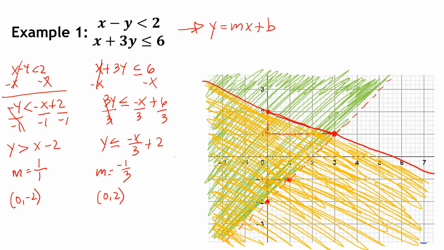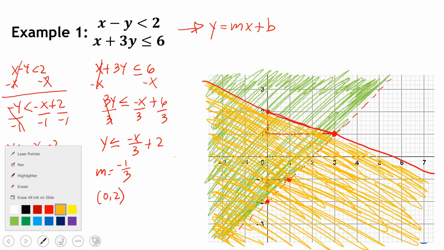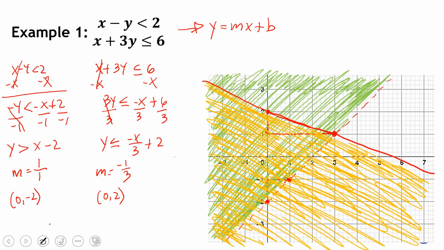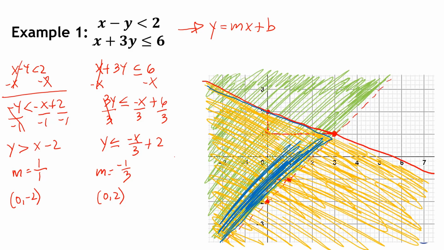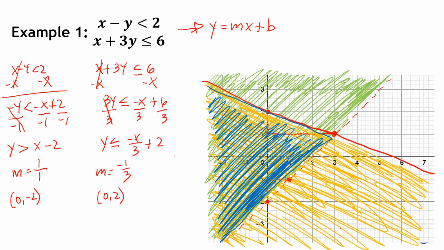Now the overlapping region of those two is the region of our solution. So all the numbers there should satisfy both inequalities. I'm talking about this, the overlapping region. Okay, so that's the solution. Whatever points we have there will make both of the inequalities correct.